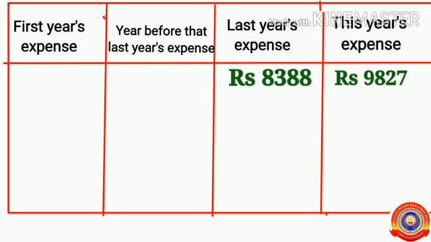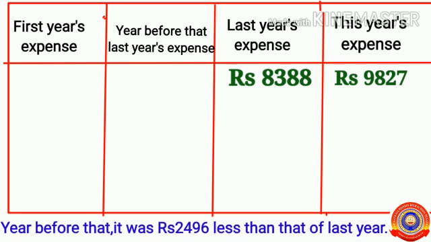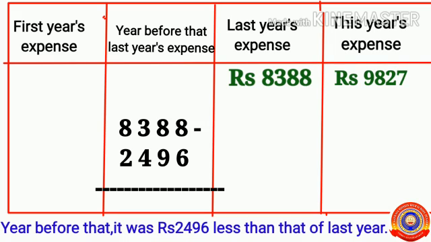Year before that, it was 2496 rupees less than that of last year's expense. We know that last year's expense was 8388 rupees. So, to find out the expense of the year before that last year, subtract 2496 from 8388. 8388 minus 2496. 8 minus 6, 2.